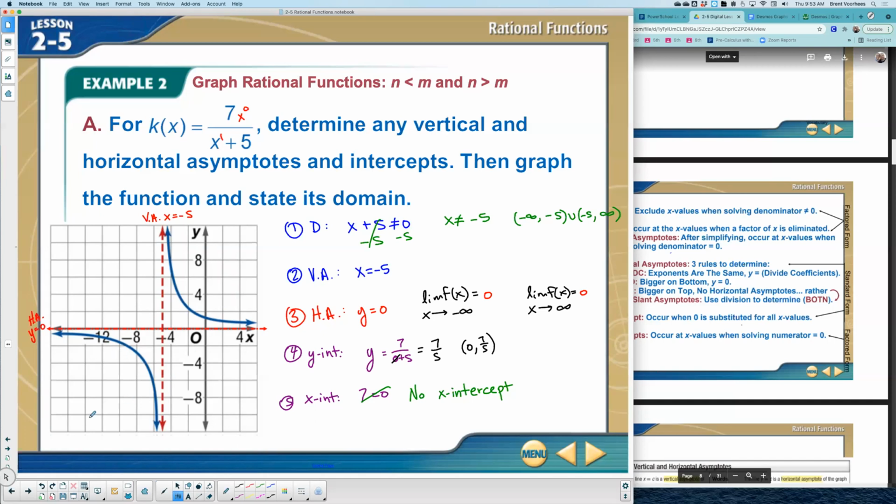That would break up the range. This range would happen to be all reals except for that 0. And as far as an x-intercept, there is none, but we do have a y-intercept, which we solved for. This y-intercept would be at 0, 7/5.